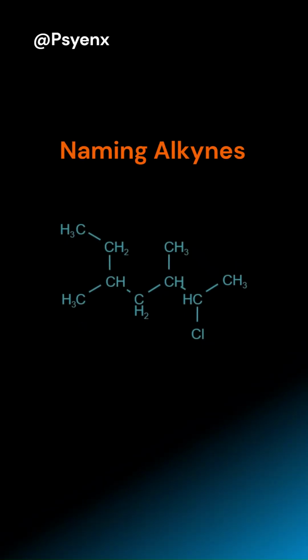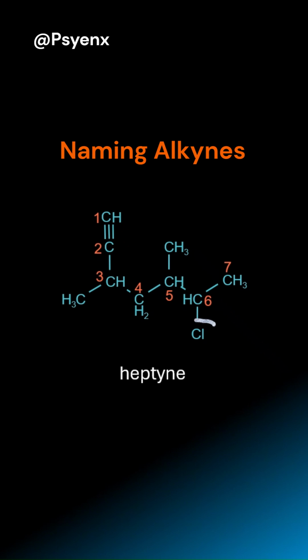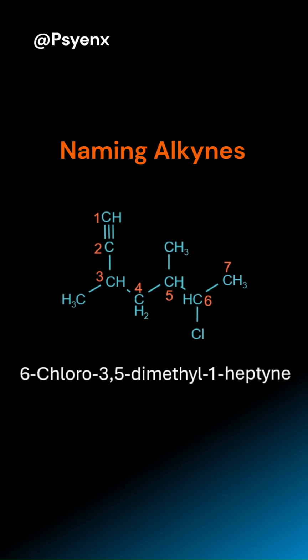Let's look at the structure where we have a triple bond. The priority rules here are exactly the same as they are for alkenes. The triple bond takes precedence for numbering. Our parent chain contains 7 carbons and includes the triple bond, making it a heptyne. Numbering from the left gives the triple bond the lowest number, carbon 1. This leaves our substituents at 6 for chloro, 3 and 5 for the 2 methyls. Final name is 6-chloro-3,5-dimethyl-1-heptyne.